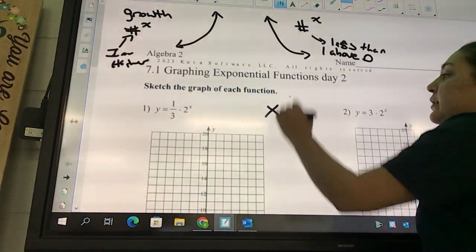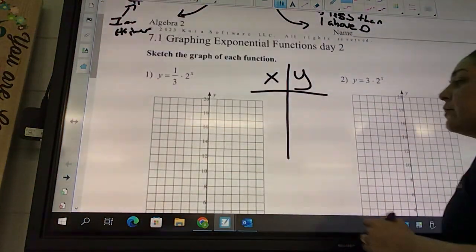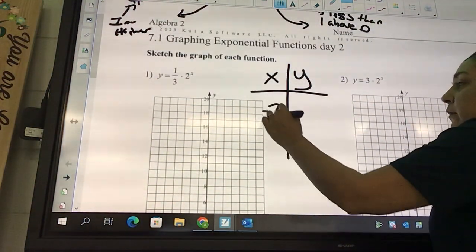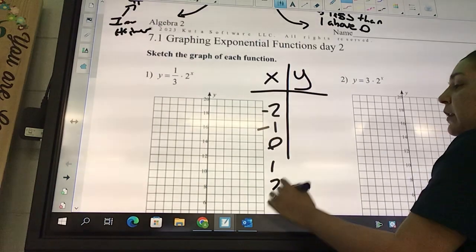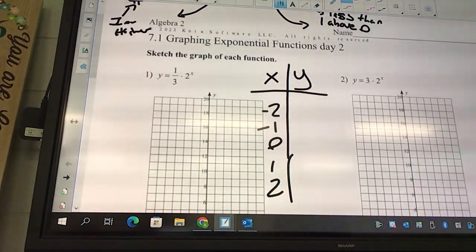Okay, so we say x comma y. Okay, and what 5 numbers do we use? -2, -1, 0, 1, and 2. Good. Okay, and then we're just going to type that in the way that it looks. You're going to say 1/3 on your calculator times 2 to the x power.